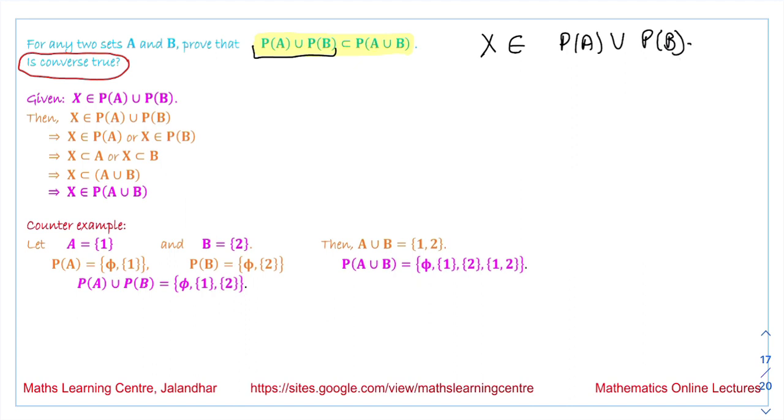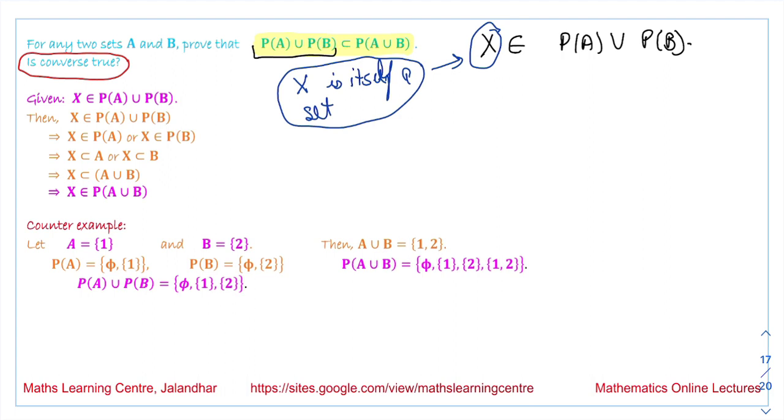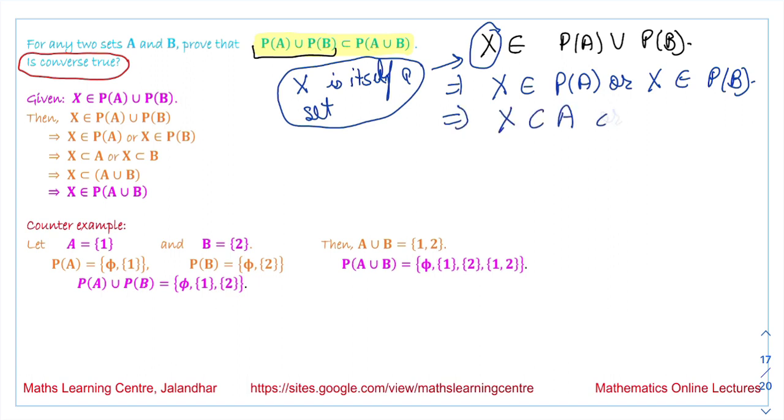This should be clear to you now, that why we are writing capital X, because this capital X is itself a set as it is the element of a power set. So we are saying this implies that capital X belongs to power set of A or capital X belongs to power set of B. This implies that X is a subset of A or X is a subset of B, and this implies that X is a subset of A union B.